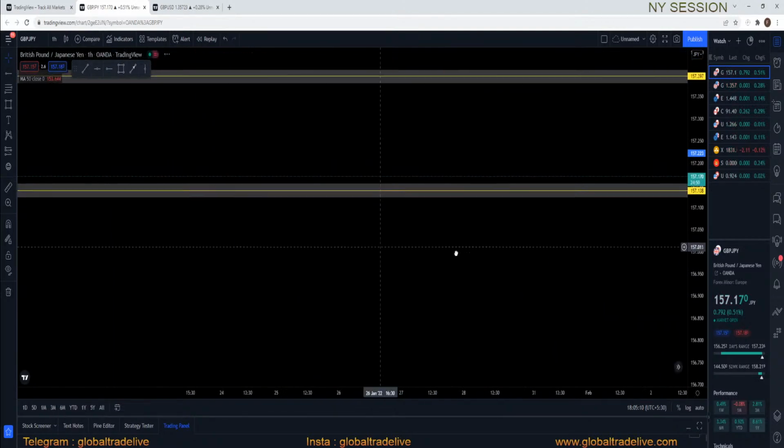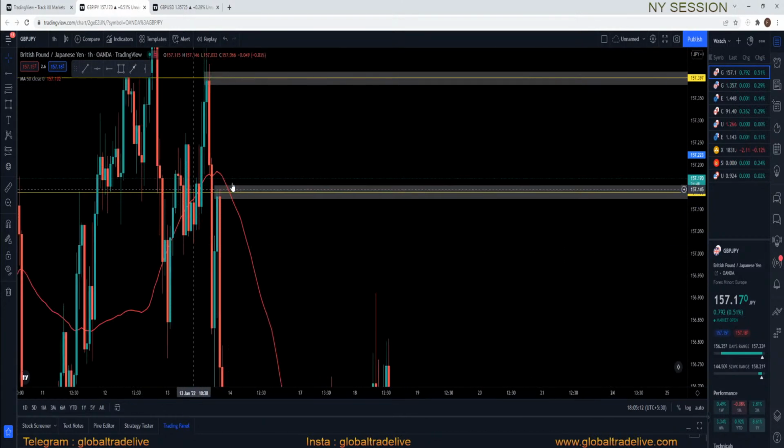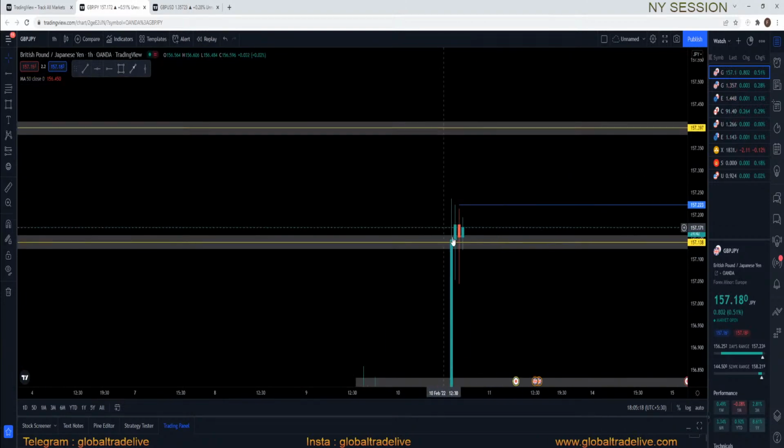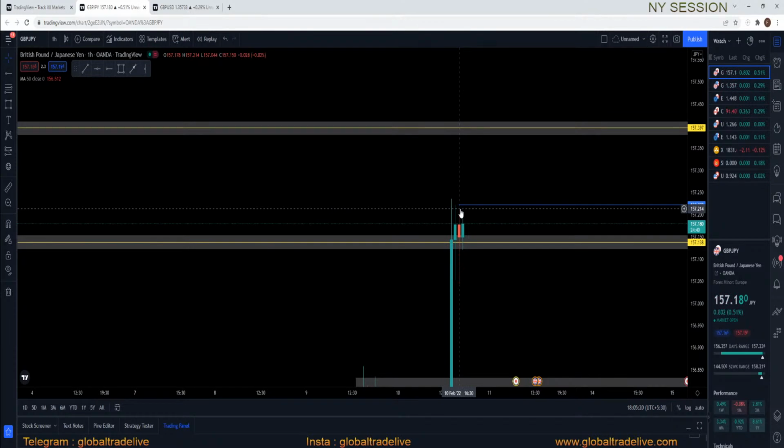Yeah, now it's perfect. So this is the area over here. The previous 1 hour candle closed like a rejection candle and a bearish candle, and if the current 1 hour candle breaks the high of the previous one, that means a support has been formed.